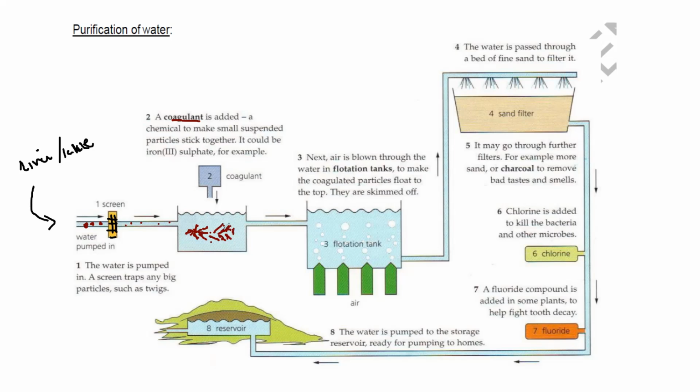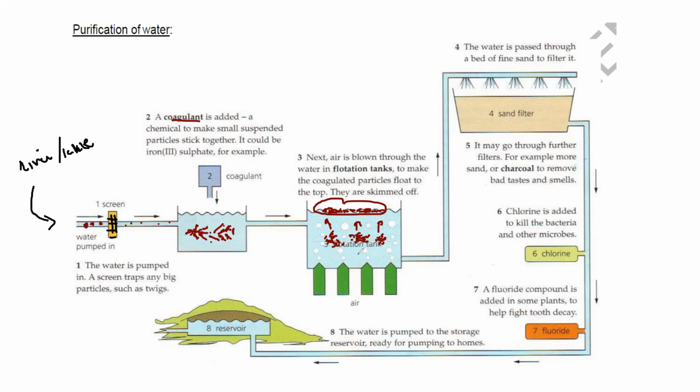Then, after adding the coagulant, the next step is that air is blown through the water in a floating tank to make the coagulant particles float. So here the coagulant particles, the lighter particles, join together and coagulate. Then from the bottom we blow the air. As a result, these coagulants will move towards the surface. And when these coagulants move towards the surface, we can skim off. Skim off means removing the top layer. So we can remove this top layer and make this water purified from these larger and smaller particles.